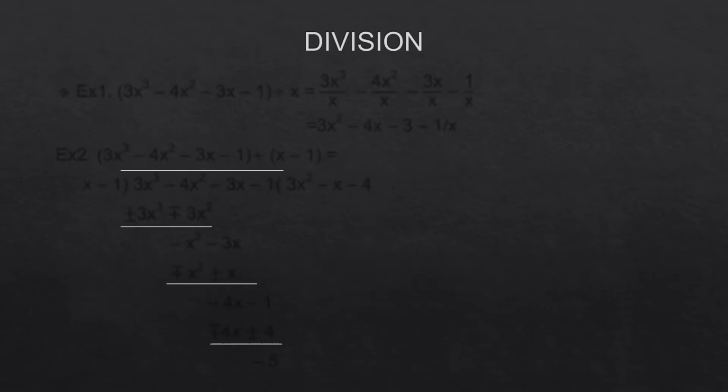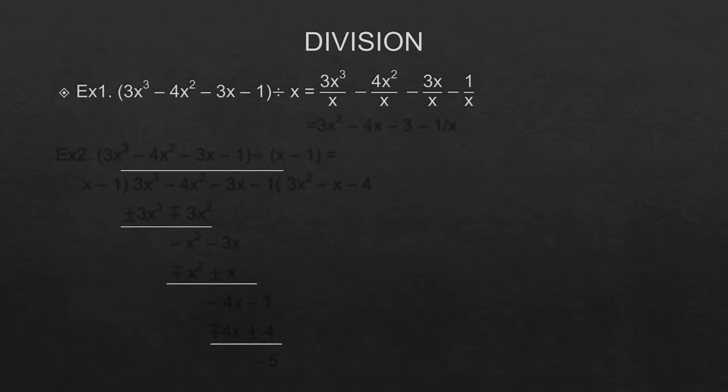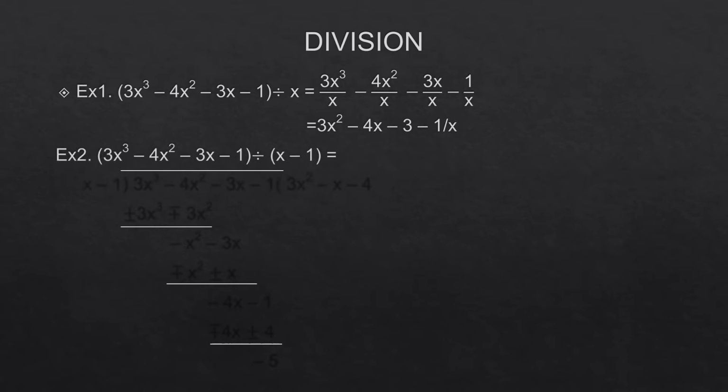Now we will see the division of the polynomial with one single variable. In this case it is 3x cubed minus 4x square minus 3x minus 1. It is to be divided by x. So you can see that the individual term is divided by x. After dividing the individual term by x, we get 3x square minus 4x minus 3 minus 1 by x. Now the same dividend is divided by x minus 1 in the second case.